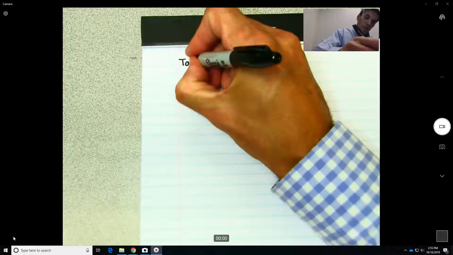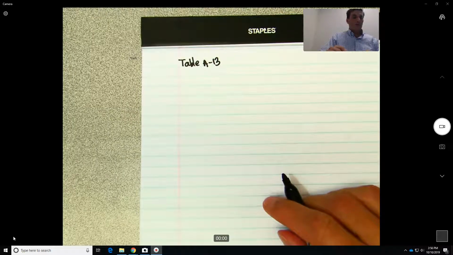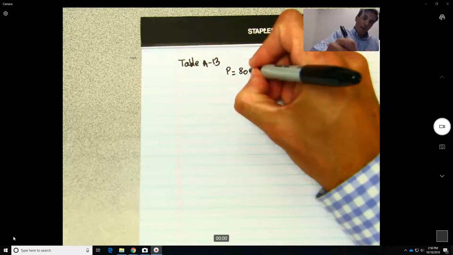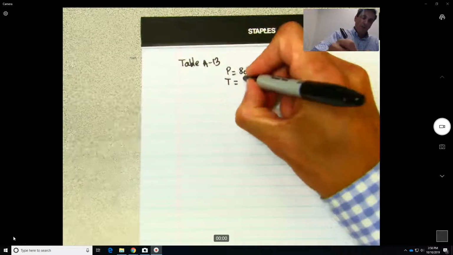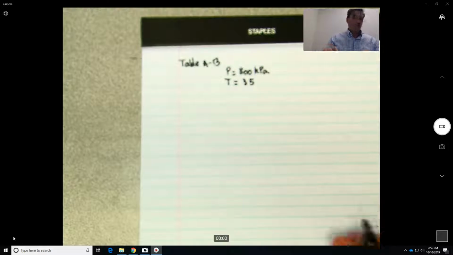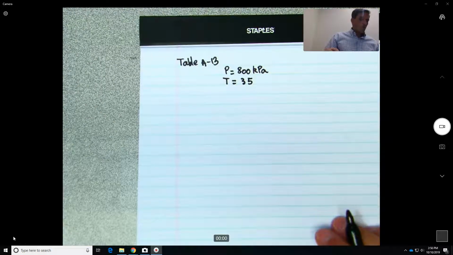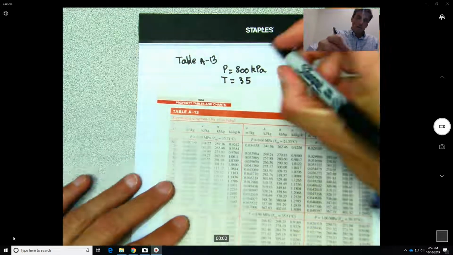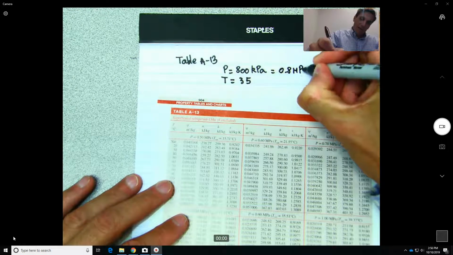Alright, so going to table A13, and then you need to look at two things. You need to look at the pressure at P equal 800 kilopascals. And the other thing you need to pay attention to is the temperature, 35. So 800 kilopascals, okay, so that will be the same as 0.8 megapascals.